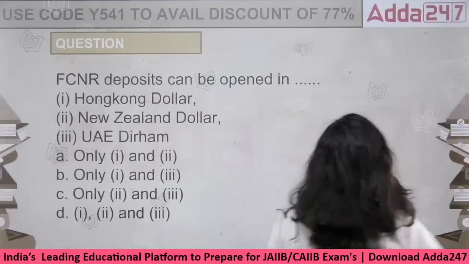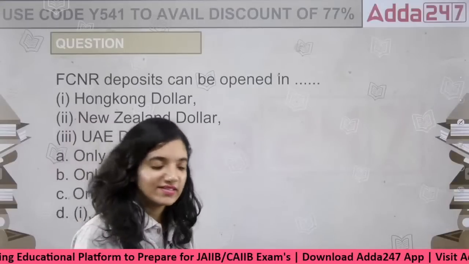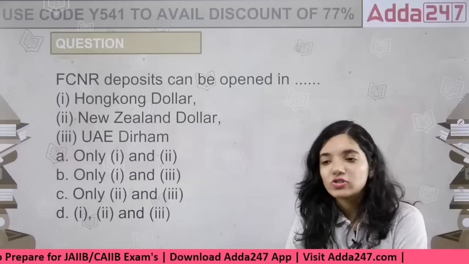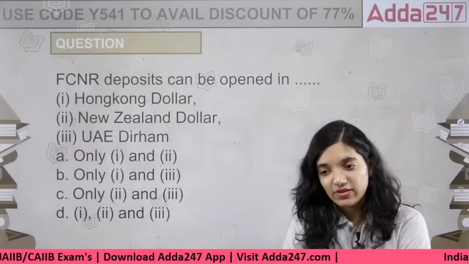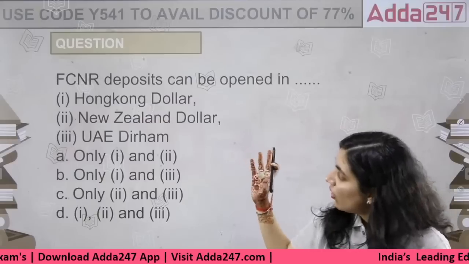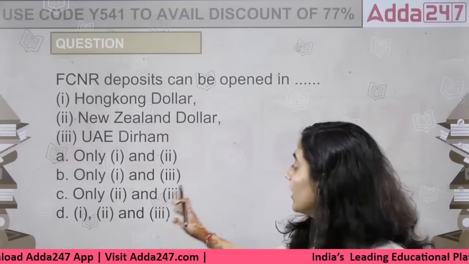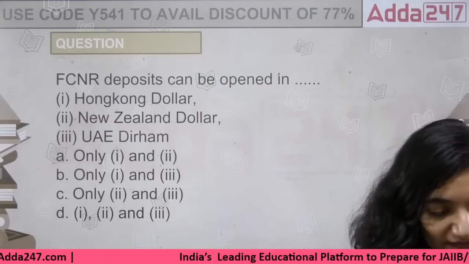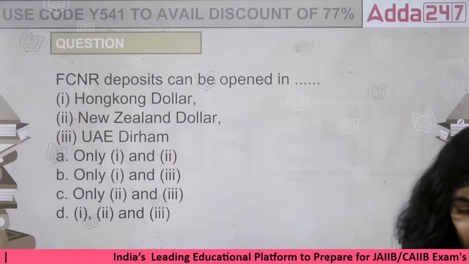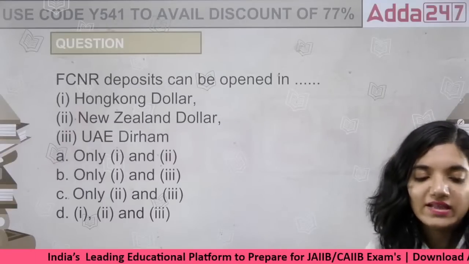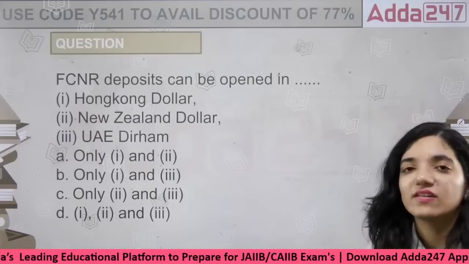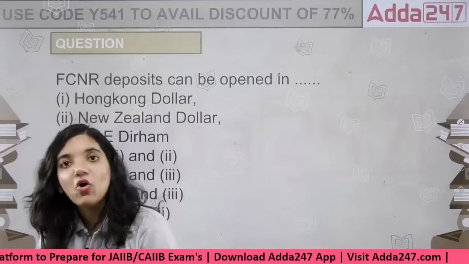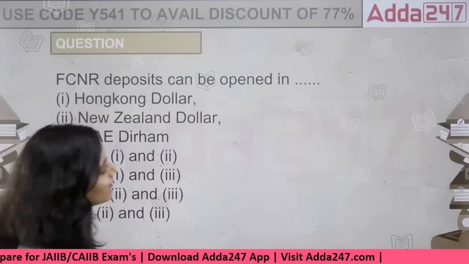The next question says the FCNR, foreign currency deposits that we talk about, right? FCNR deposits can be opened in Hong Kong dollars, New Zealand dollars, or UAE dirham, or is it for 1 and 2, or is it for 1 and 3, or 2 and 3, or all of these? FCNR can be opened for how many currencies? As such, for FCNR, we have 7 currencies in which this particular account can be opened. So the correct answer to this question is going to be D. All of these are a part of it.